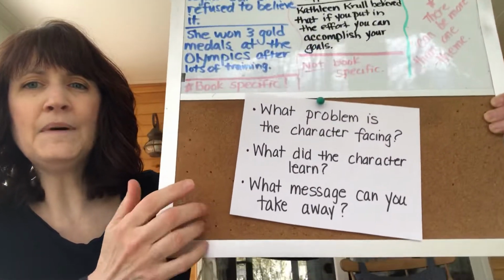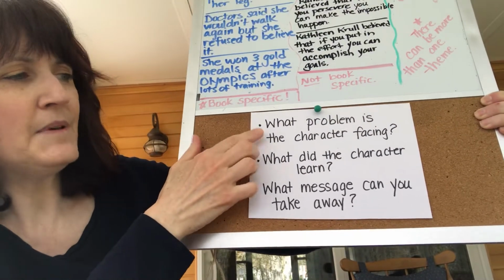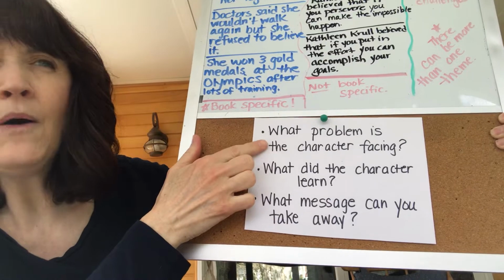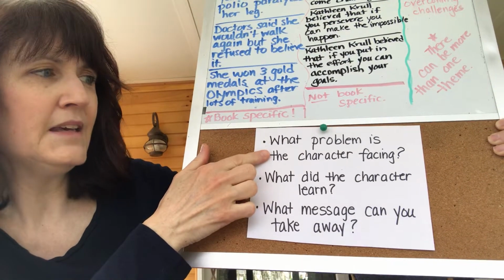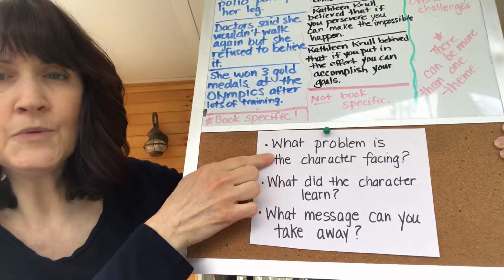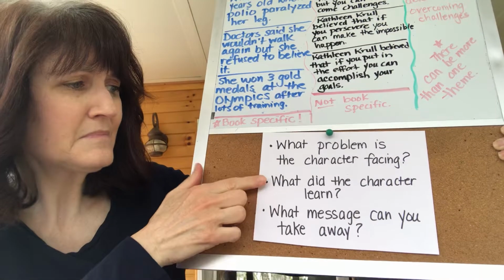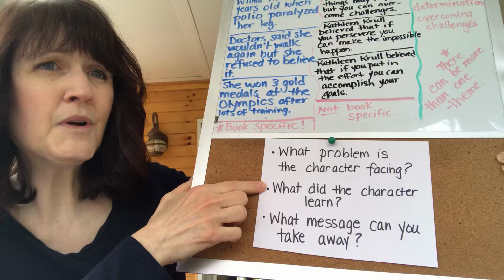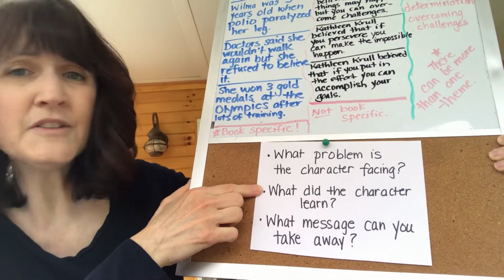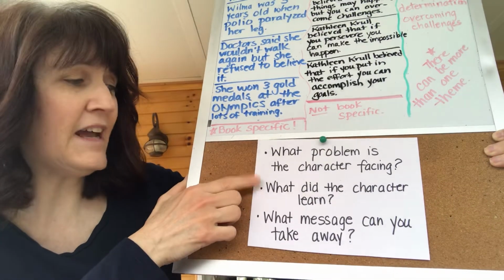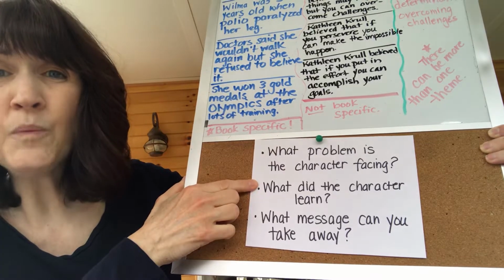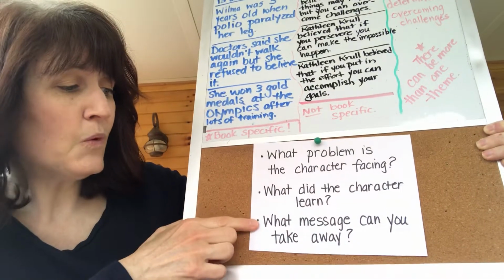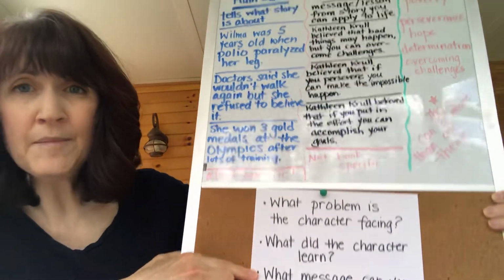And one thing to help us is, what problem is our character facing? So when I think about Wilma in the story, what was her problem? Well, she couldn't walk and she really wanted to walk again. What did the character learn in the story? She had to work really hard doing those leg exercises, and she had to maintain hope. She couldn't give up hope. So what lesson can you take away from that?